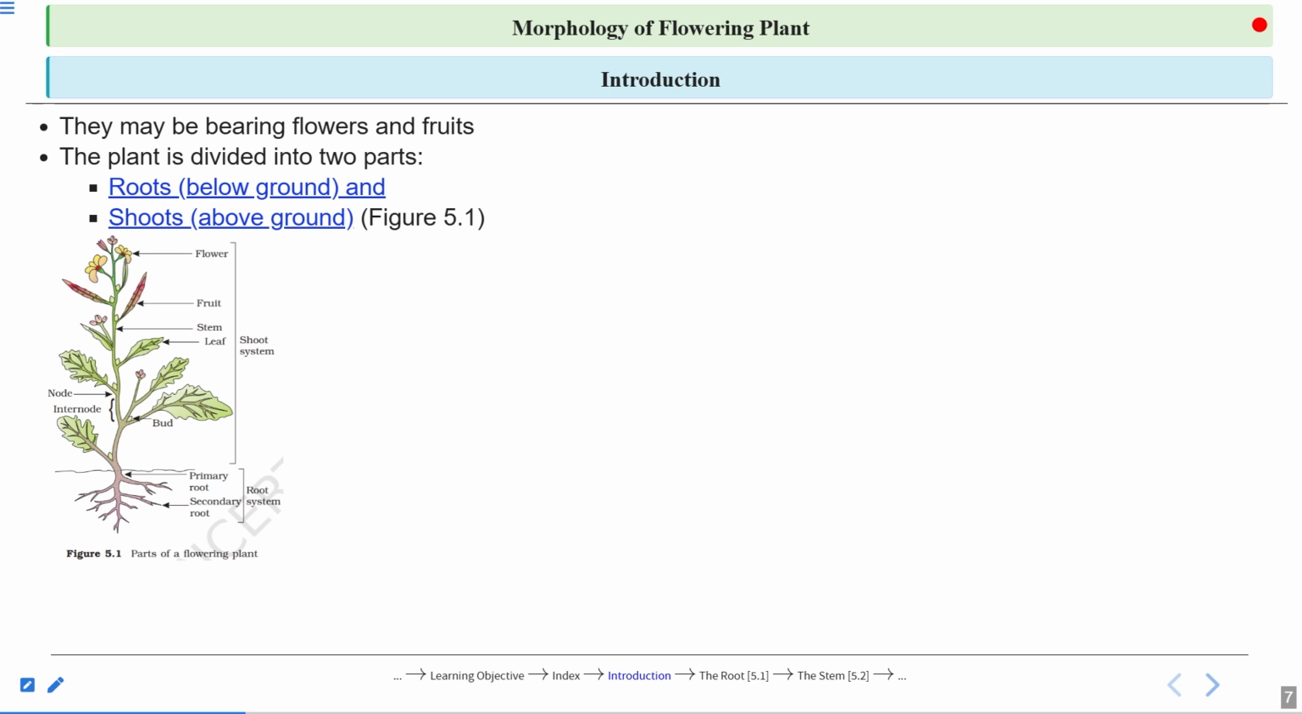So this root system and shoot system are both dependent on each other. The shoot system can make its own food by the process of photosynthesis, and that food is transferred to the root also, because the root cannot make its own food. So two things we have seen here: the root that is present below the ground, and the shoot system that is above the ground.